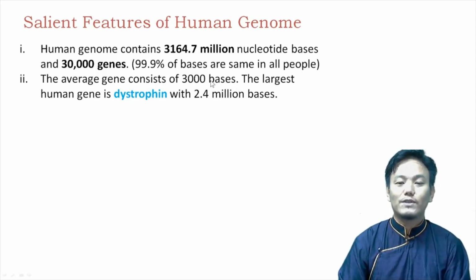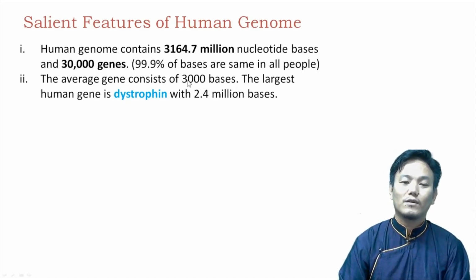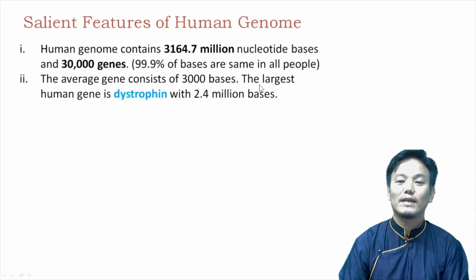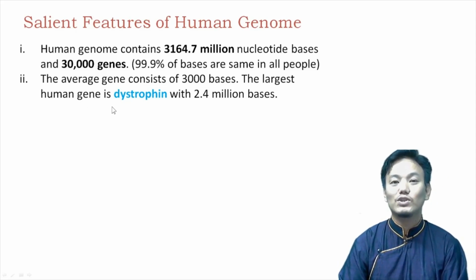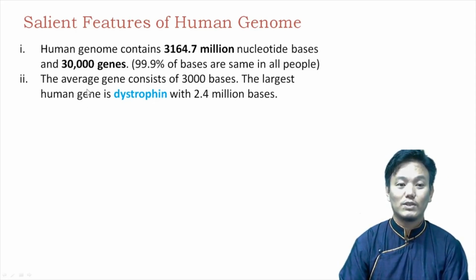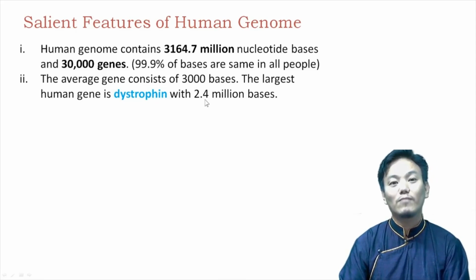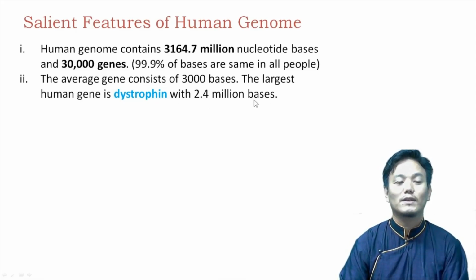But that is average. We have genes which contain more than 3,000 bases, and we have genes which contain less than 3,000 bases. For example, the largest human gene is the dystrophin gene, and it contains about 2.4 million bases. So that is the second salient feature.